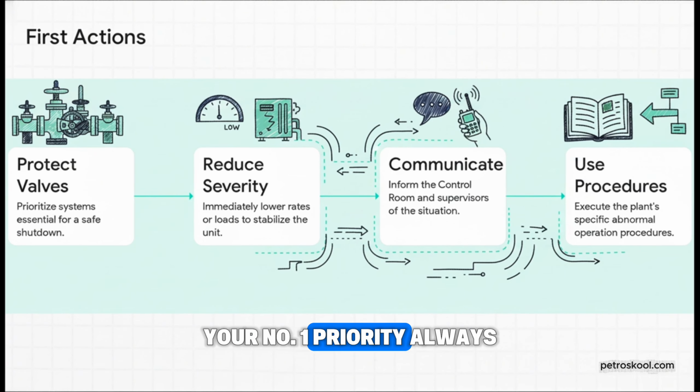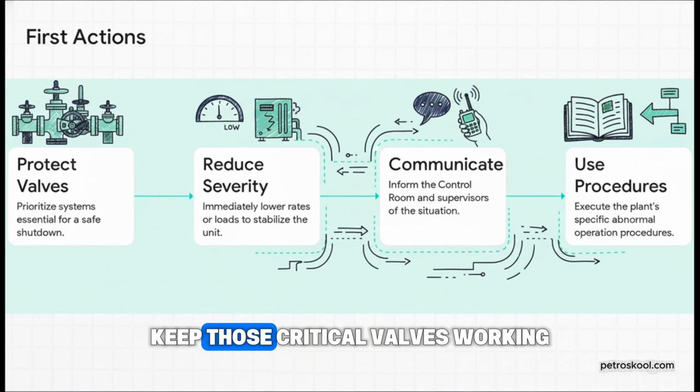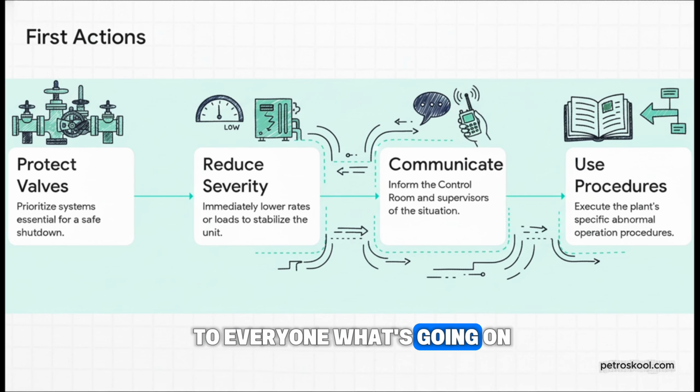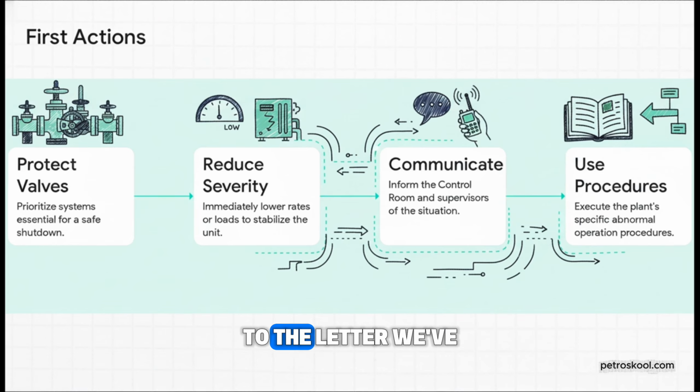But if the supply does start to fail, your actions have to be fast and deliberate. Your number one priority, always, is to protect the integrity of your control system. Keep those critical valves working. To do that, you've got to immediately reduce the severity of the process. Lower your rates, cut back your loads, make the unit as stable as possible. Then you communicate clearly to everyone what's going on, and you follow your plant's specific emergency procedures to the letter.